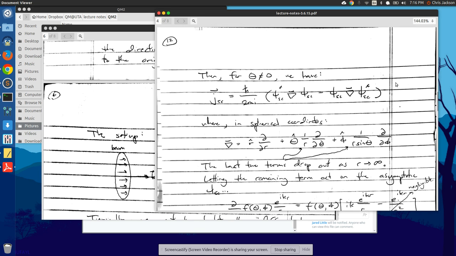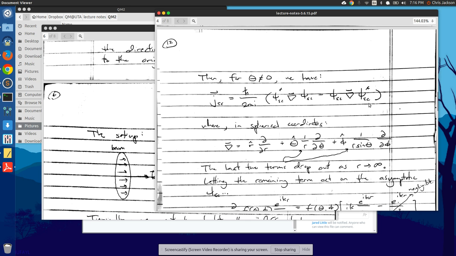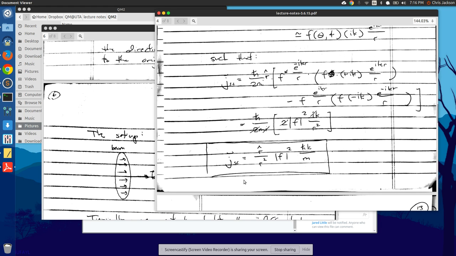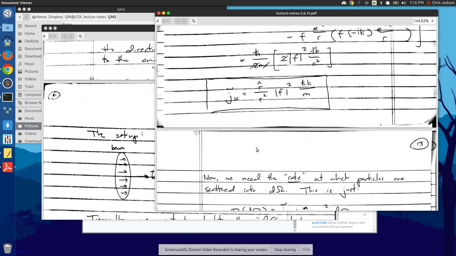And then I can do the same thing for the psi starred piece. When I do that and put it together, I end up with a scattering current that looks like this. So it goes like f squared, our scattering amplitude squared. There's a factor of h bar k over m, and then there's a 1 over r squared. And this is pointing in the radial direction.